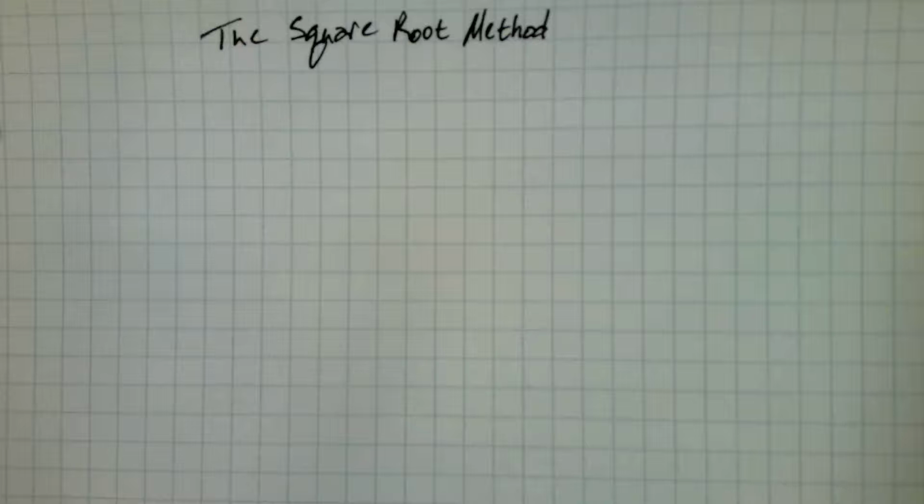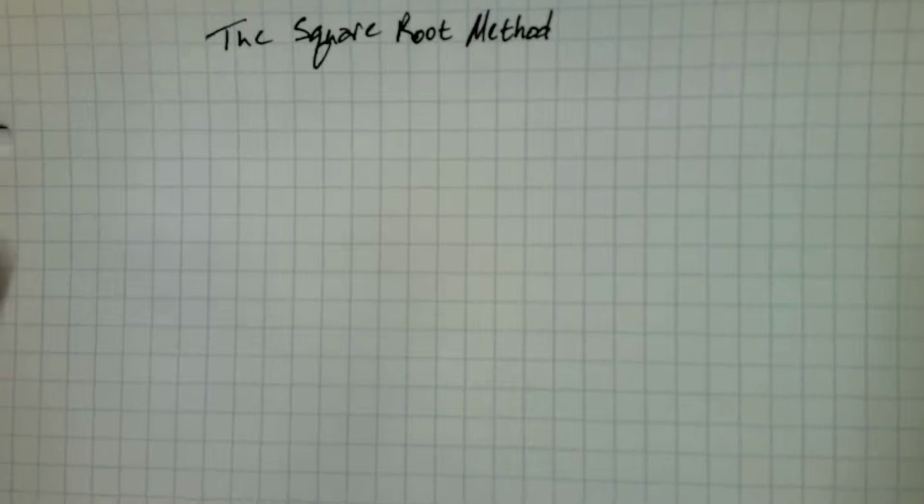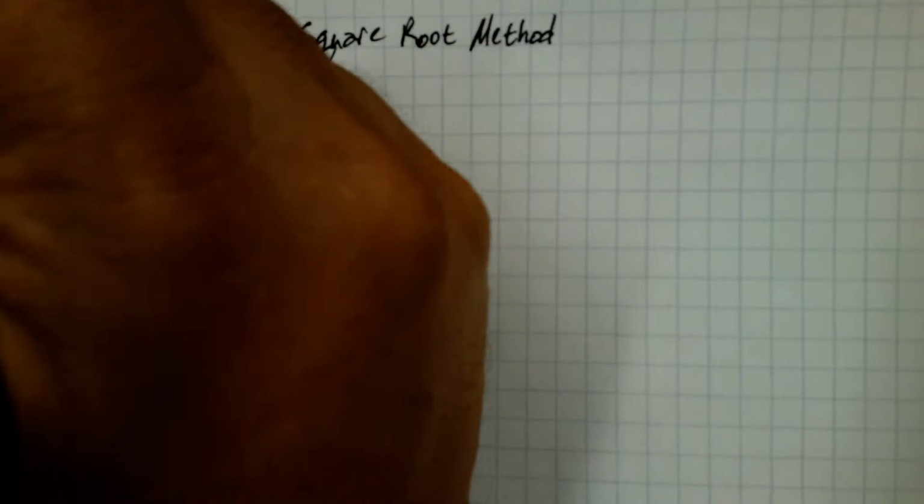Okay, so we're going to talk about the square root method, and we're solving quadratics, but it's very specific to certain types. There's three types that this is useful for. So please write this down.